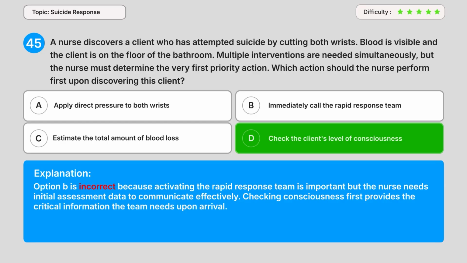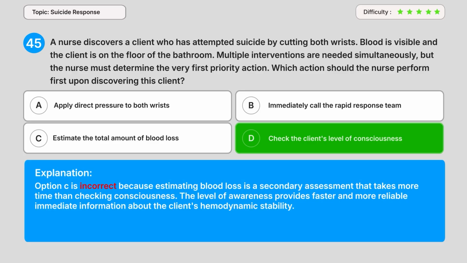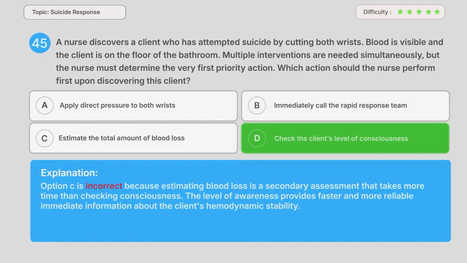Option B is incorrect because activating the rapid response team is important, but the nurse needs initial assessment data to communicate effectively. Checking consciousness first provides the critical information the team needs upon arrival. Option C is incorrect because estimating blood loss is a secondary assessment that takes more time than checking consciousness. The level of awareness provides faster and more reliable immediate information about the client's hemodynamic stability.